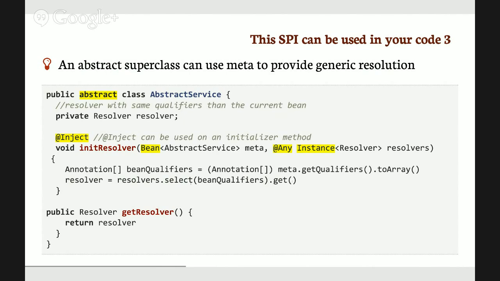Here I removed all the code checking that such a resolver exists and so on, but you can see what we can do about that. So here I injected an Instance of Resolver with @Any to say, okay, I want all resolvers regardless of the qualifier they have, and I use the programmatic lookup to do my resolution and to fill the resolver field with the resolver that has the same qualifier as the current bean in an abstract way, so it will be used for all the beans that will extend this abstract service.